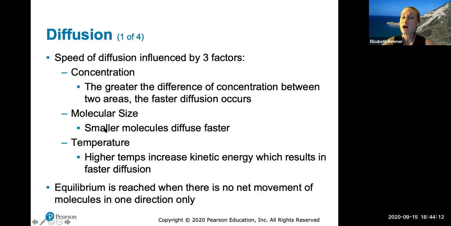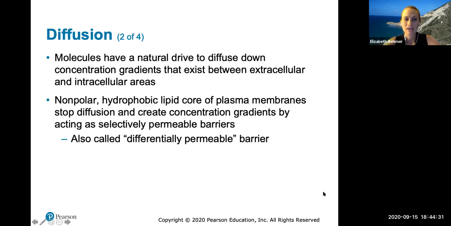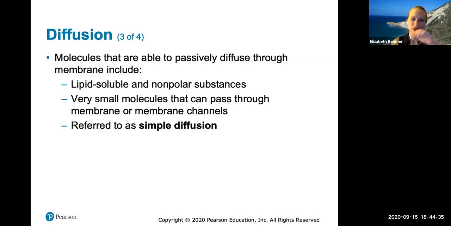Molecular size: smaller molecules will actually diffuse faster. And temperature: higher temperatures increase the kinetic energy between molecules, so they'll bounce off of each other more, and that'll help to increase diffusion. Equilibrium will be reached when there's no net movement of molecules in one direction only. So this is diffusion. More about diffusion.